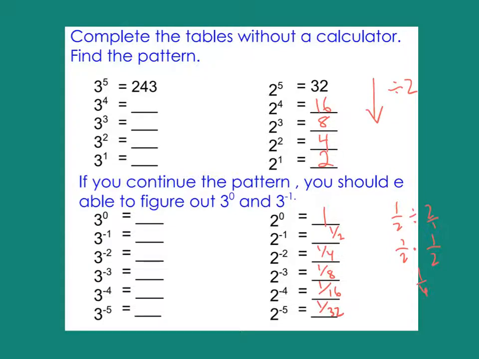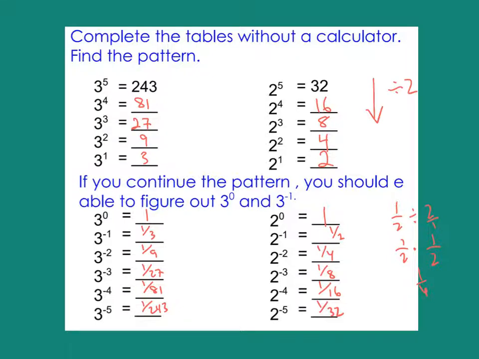Now let's just process the same thing for the 3 tables. Press pause and complete the 3 tables on your own. So again, 3 to the first is just itself, and 3 to the 0 is 1. 3 squared is 3 times 3, which is 9. 9 times 3 is 27. 27 times 3 is 81. 81 times 3 is 243. If we take these and go in the reverse pattern of dividing by 3 as we go down, 3 divided by 3 is 1. Divided by 3 is 1/3. Divided by 3, or multiplied by 1/3, is 1/9. Multiplied by 1/3, or divided by 3, is 1/27, 1/81, and 1 over 243.